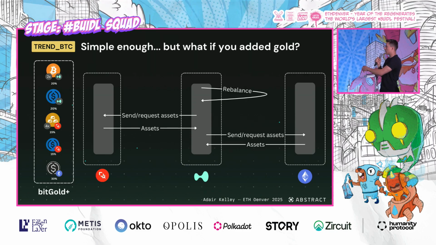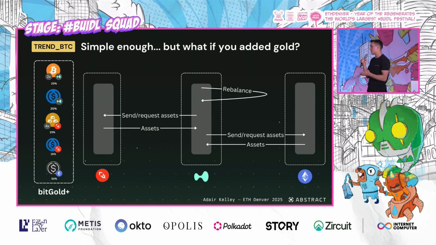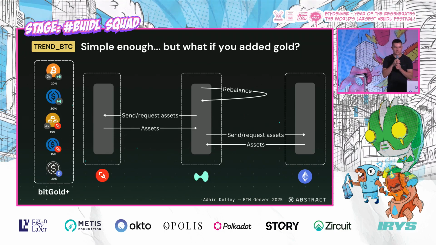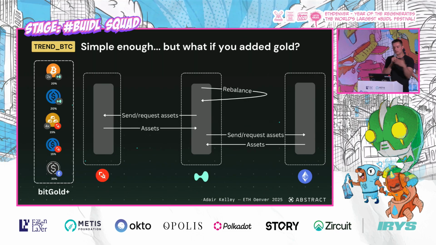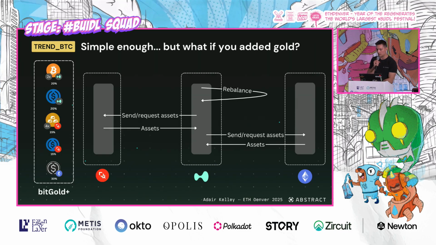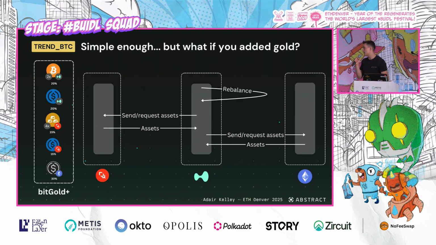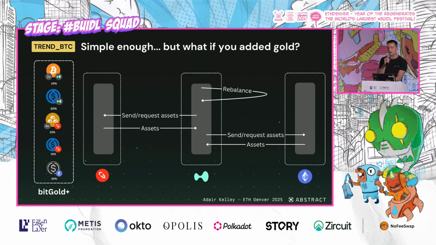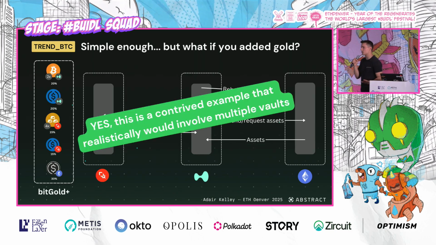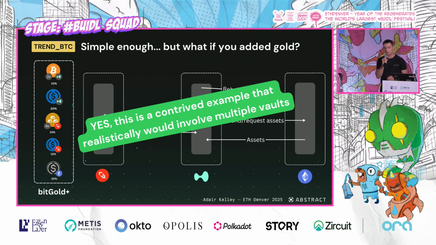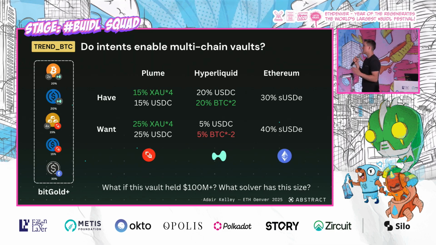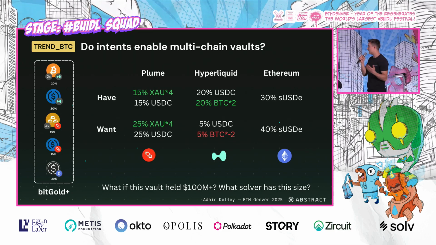If you combine Bitcoin and gold, you'll have better risk-optimized returns, but you're also adding another chain to this mechanism. So now in a rebalance, you'll be sending and requesting assets from Hyperliquid to Plume, and then Hyperliquid to Ethereum. And this complexity increases with every other chain that you add. Okay, yes, it's a completely contrived example that would probably involve multiple vaults, but it's a good one for demonstration purposes.